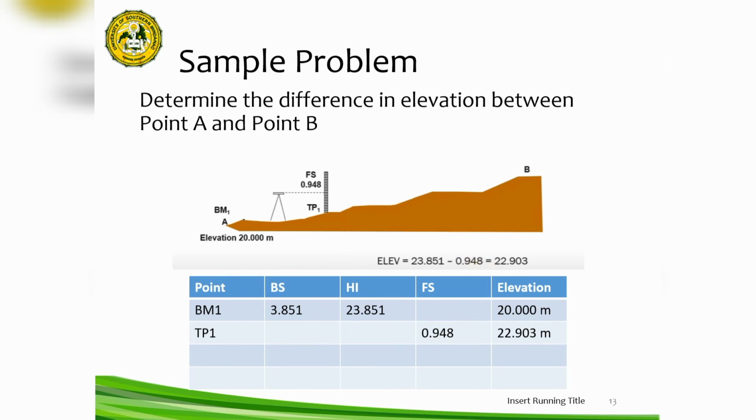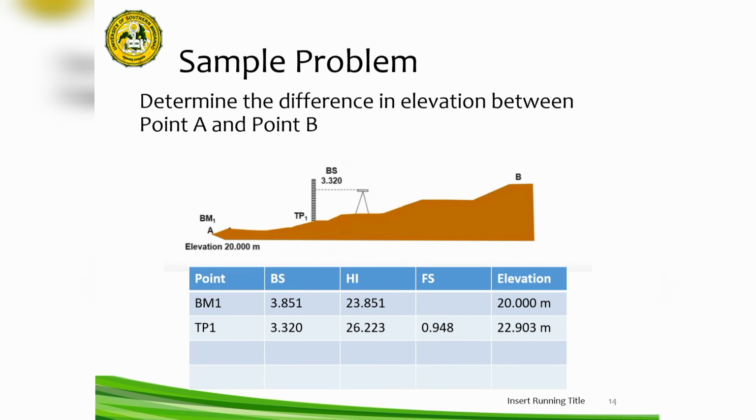We will take a turning point 1 and move the stadia rod and take a foresight reading of 0.948. So upon getting the elevation, we must subtract the foresight reading from the height of the instrument. So 23.851 minus 0.948 is equal to 22.903, which will be the elevation of turning point 1.